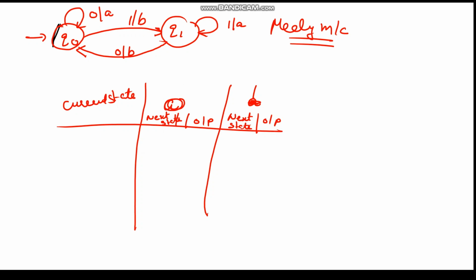In the Moore machine we have discussed that along with the state, the output is written on the state itself, and in the case of the Moore machine, an input string of length n will produce output of length n plus 1. And in the case of the Mealy machine, if the input string has length n, then the output will remain n itself. So additional output is not added.